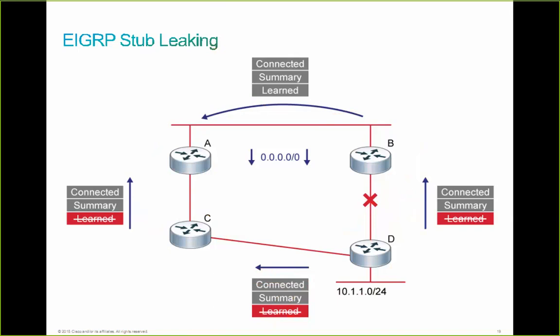To establish this fully redundant design, we would have to do stub leaking, where we still send connected and summary routes, but leak out the 10.1.1.0 subnet or leak the default route into the network, to the other spoke, from router C to router D. Now that makes more sense to me. Within the stub you can do the leak, and then you get that redundancy.